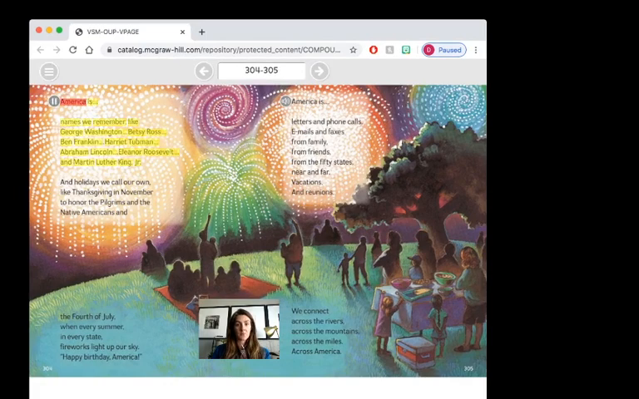Let's read. America is names we remember, like George Washington, Betsy Ross, Ben Franklin, Harriet Tubman, Abraham Lincoln, Eleanor Roosevelt, and Martin Luther King Jr., and holidays we call our own, like Thanksgiving in November, to honor the Pilgrims and the Native Americans, and the 4th of July, when every summer in every state, fireworks light up our sky. Happy birthday, America. Good. And a lot of those things we've already learned about.